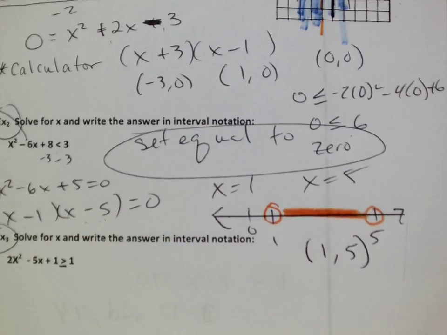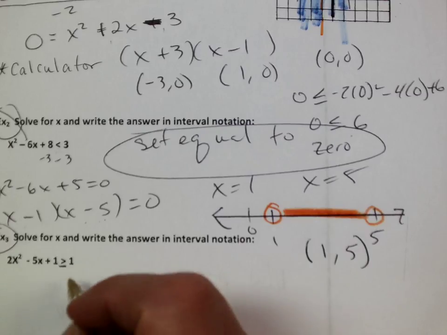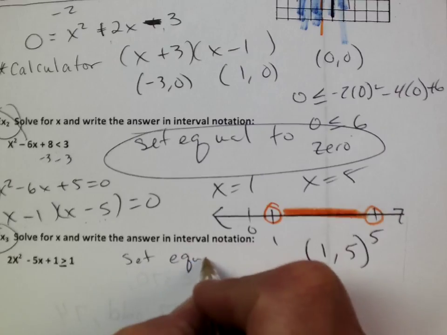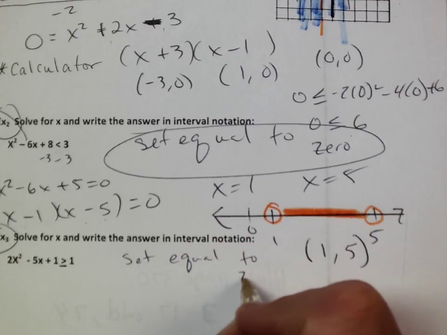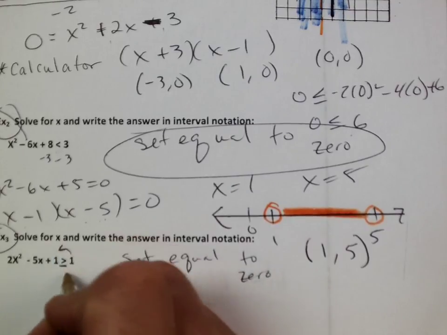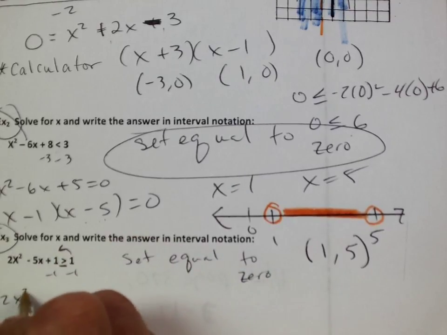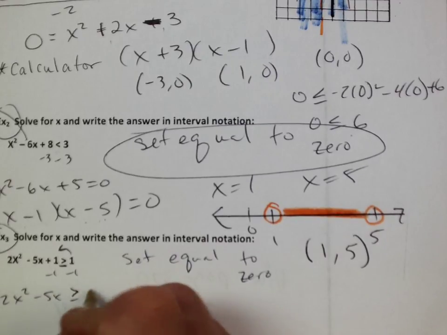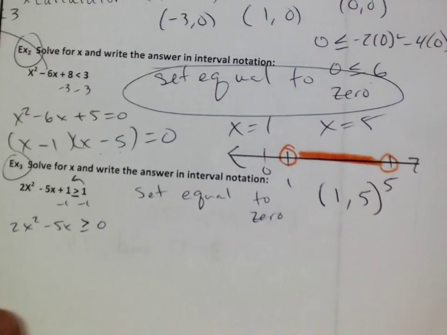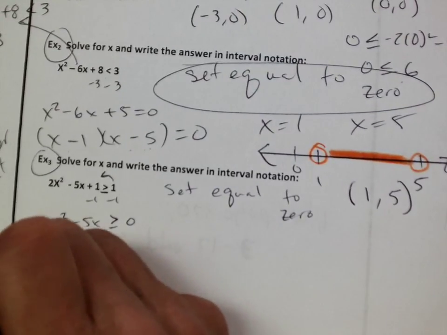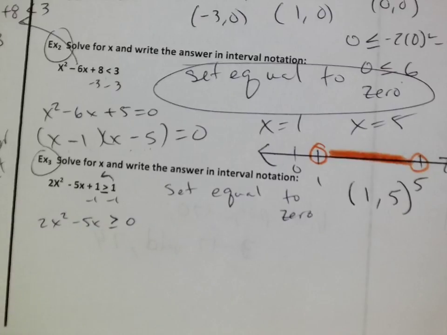Okay, how about example number 3? Same thing. For me, I'm going to set equal to 0. So I'm going to bring over the 1, subtract 1, and get 2x squared minus 5x is greater than or equal to 0, okay? Factor. Now, you guys don't like this kind of factoring, but it's the easiest of all. You always forget how to factor this one.